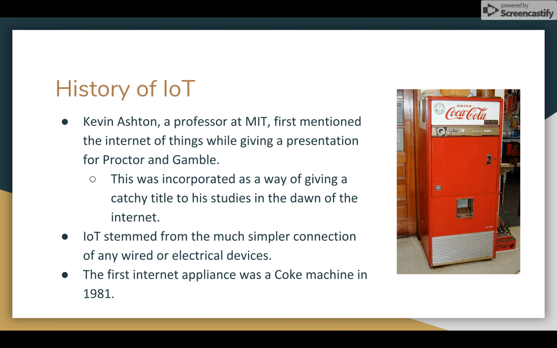So the Internet of Things in that era was not nearly as wireless, or as connected via cloud, as we would say today. The first appliance technically considered an Internet of Things device was a Coke machine in 1981.